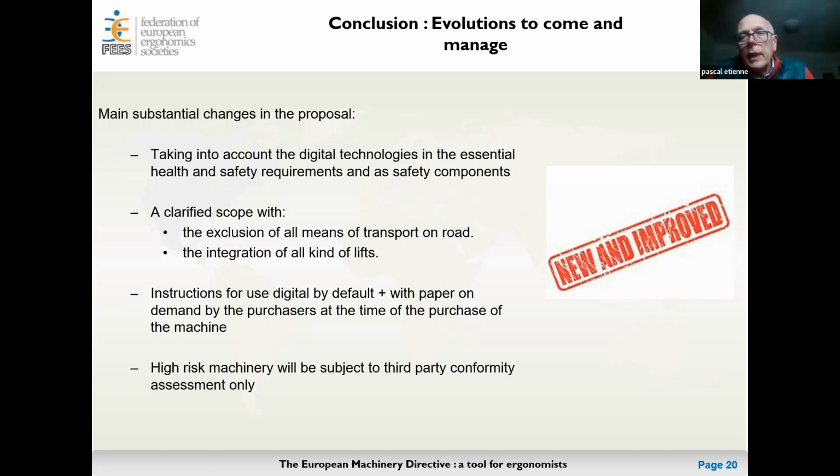A big deal was the discussion about the instructions for use, because today the instructions for use are necessarily written on paper, and the demand from manufacturers and some users was to have this online. And there was an important debate on that. And the compromise is that there will be digital in general, but with paper on demand by the purchasers at the time of the purchase of the machine. So it was the initial proposal from the Commission. And it will be evolved in part, maybe we will speak about it a little later.